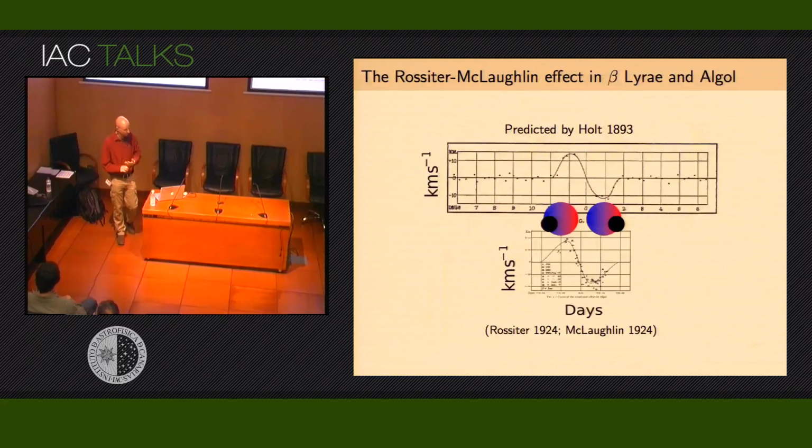Now, this is not a particularly new idea. People already dreamed of this at the end of the 19th century, Mr. Holt in 1893, and it was measured a few years afterwards by Rossiter and McLaughlin, and these two persons also gave the name to this effect. The first two measurements were done in Beta Lyrae and Algol, and here on the x-axis one can see the time, on the y-axis the radial velocity in kilometers per second, and the orbital velocity is taken out here. So we can see first a positive bump and then a negative bump. These two eclipsing binaries are well aligned.